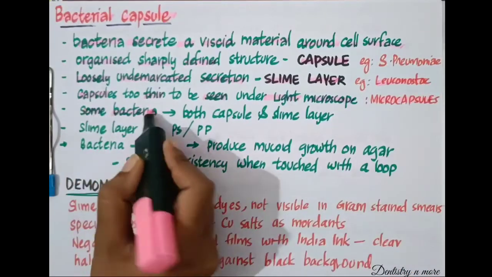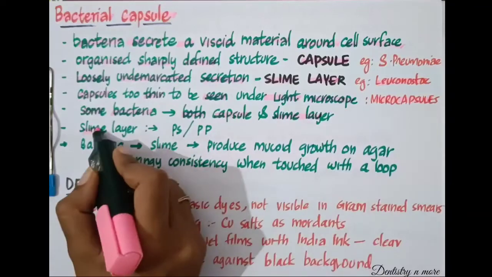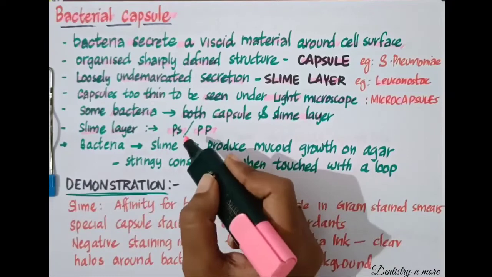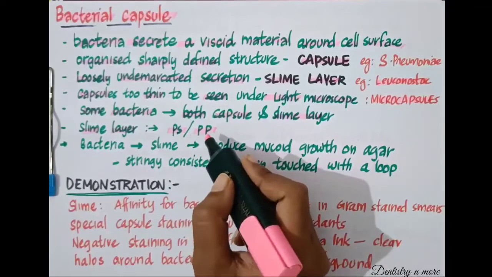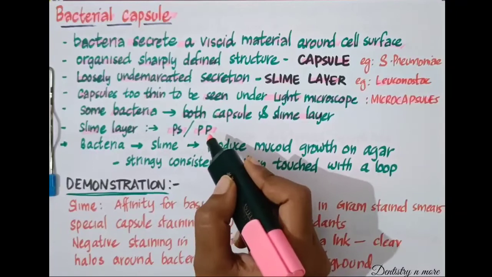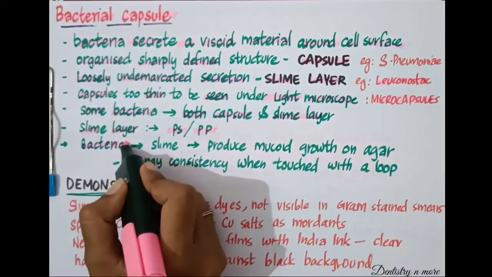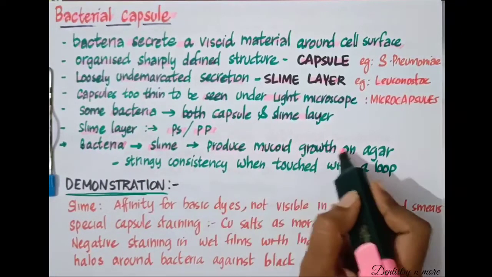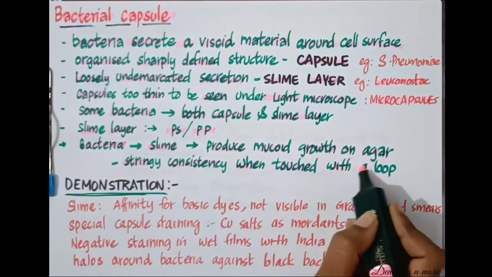Some bacteria have both capsules and slime layer. The slime layer and capsules are invariably made of polysaccharide or polypeptide. The capsules made of polysaccharides are usually seen in Streptococcus pneumoniae, and those made of polypeptide are seen in Anthrax bacillus. Some bacteria which produce a large amount of slime will produce mucoid growth on agar. It has a stringy consistency when touched with a loop.